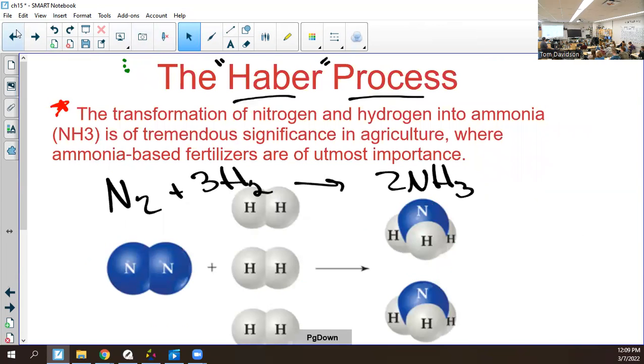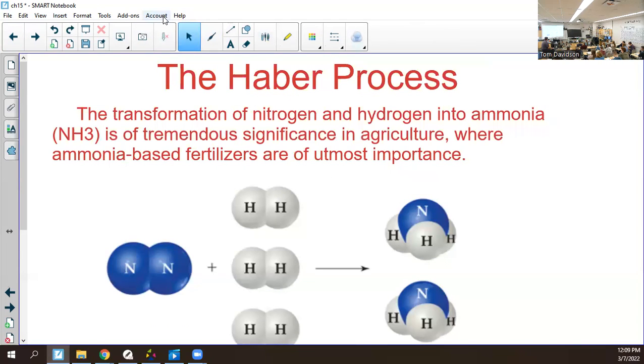So this talks about the Haber process. The transformation of nitrogen and hydrogen into ammonia is of tremendous significance to agriculture, where ammonia-based fertilizers are of utmost importance. If we don't have ammonia, we do not get as much yield out of the ground, and we're in a lot of trouble. This really is an important thing. In this reaction, you have N2 plus 3H2 goes to 2NH3.